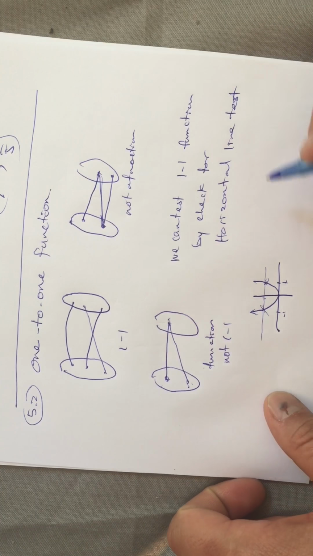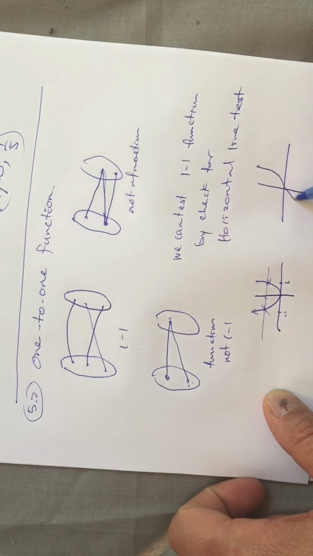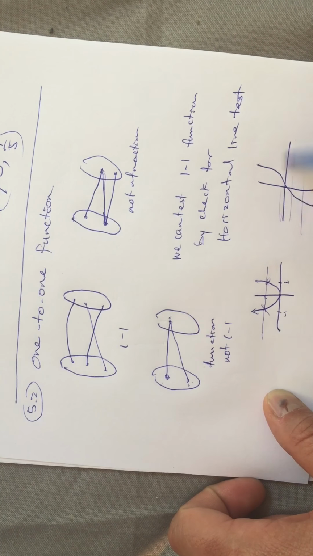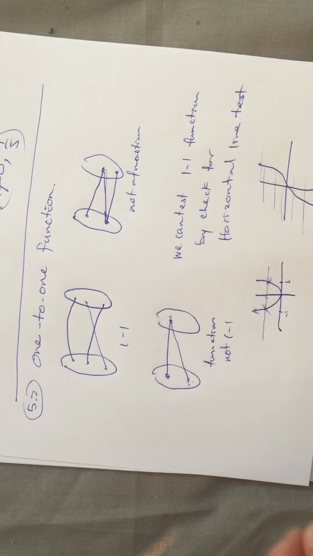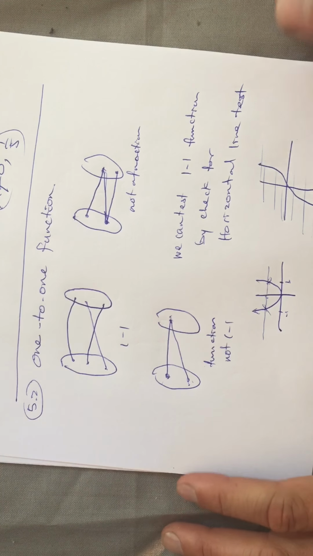You want one-to-one, it has to behave something like this. This is passing the horizontal line test all around. So this is a one-to-one function. Anything that passes a horizontal line test will give you a one-to-one function. But why do we care about the one-to-one type of behavior? A one-to-one function tells you a whole lot about the actual function itself, because it can tell you the idea of inverse, the concept of an inverse function.